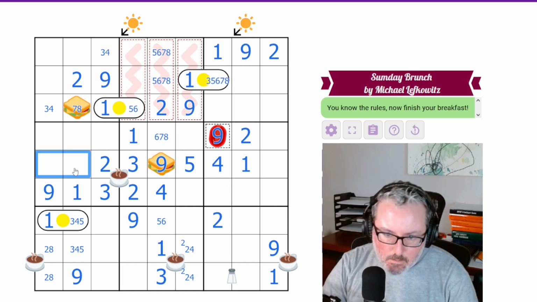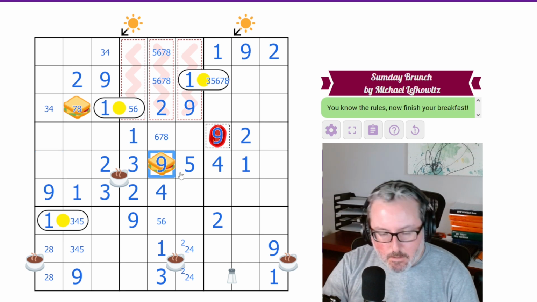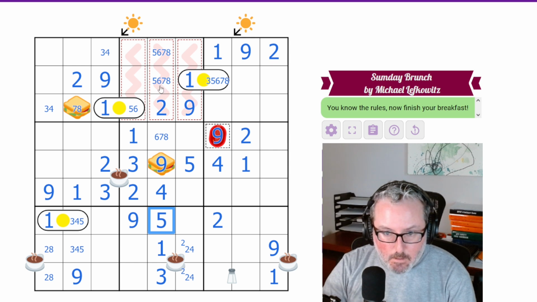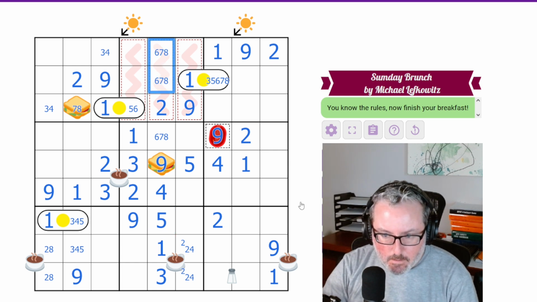Does that give us more information? Well, this one, okay, here's another one I wasn't paying attention to, but we've got the 1, we've got the 9. This is a 4, so this is going to have to be a 5. So bye-bye 5's there. This can no longer be a 5.